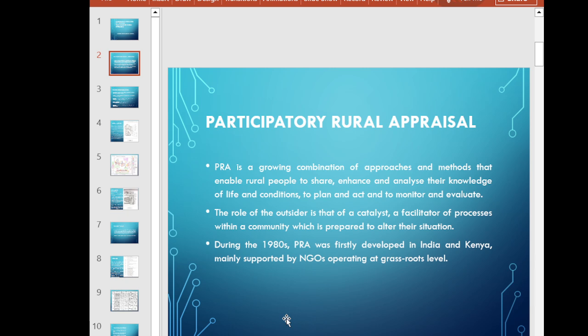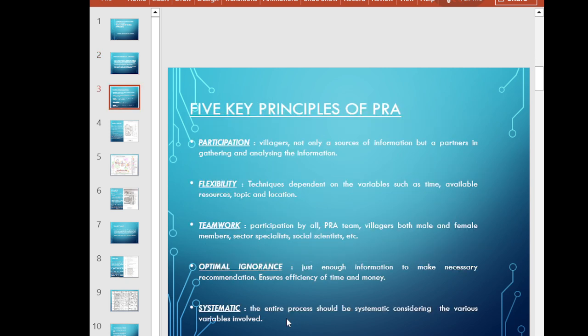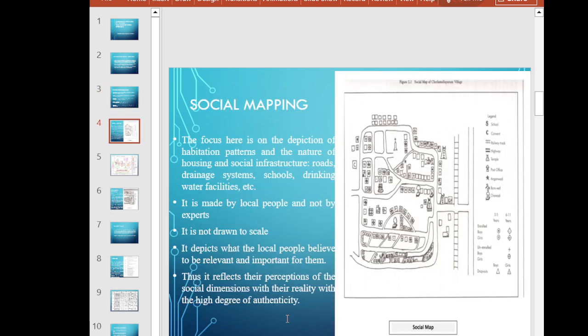During the 1980s, PRA was first developed in India and Kenya, and it was mainly supported by NGOs operating at grassroots levels. The five key principles of PRA are participation, flexibility, teamwork, optimal ignorance, and systematic approach. Then the first method is social mapping.